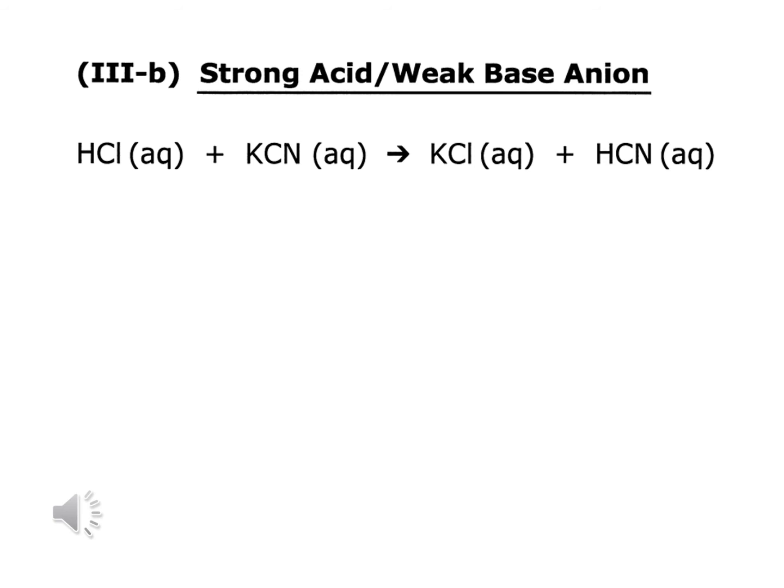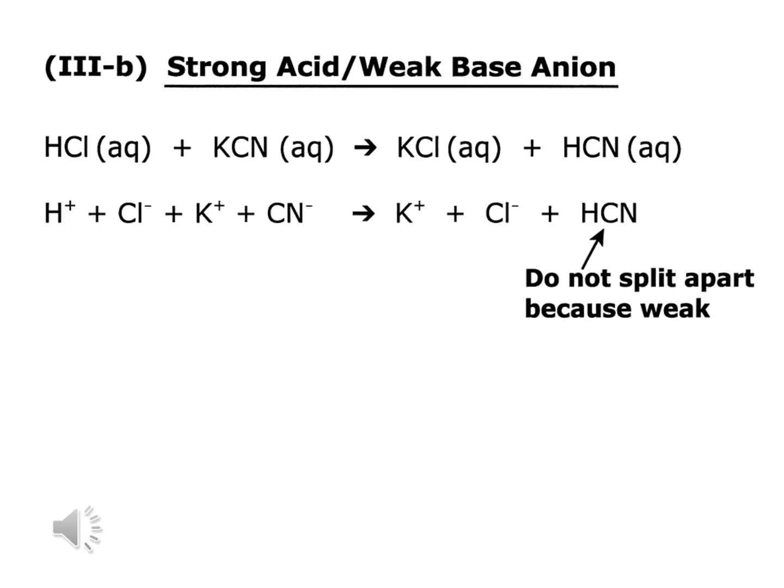What happens is basically the same thing that happens with ammonia. The H+ from the HCl sticks to the CN minus to form HCN. This time when you split the ions apart, you don't split the HCN because it is molecules, mostly 99%.